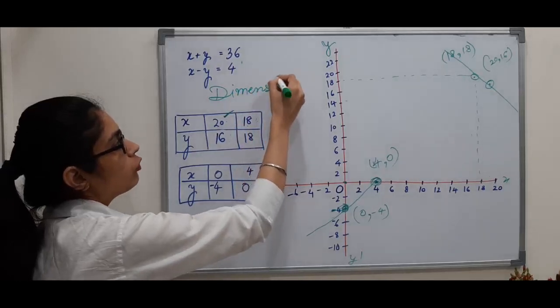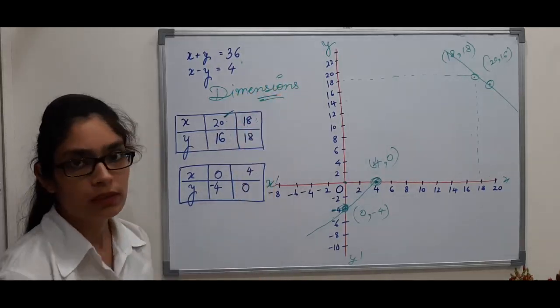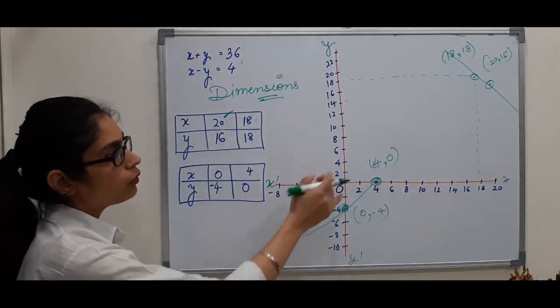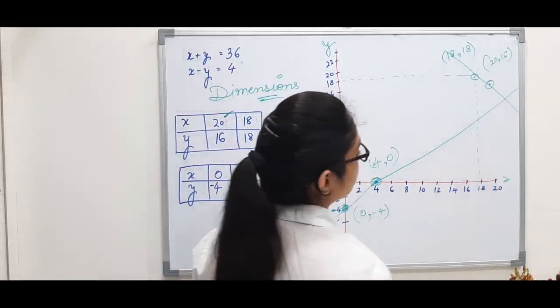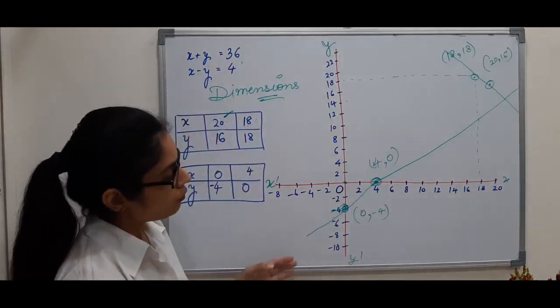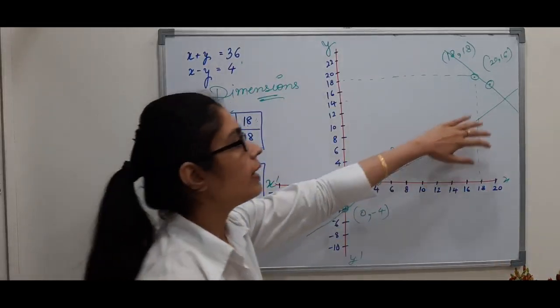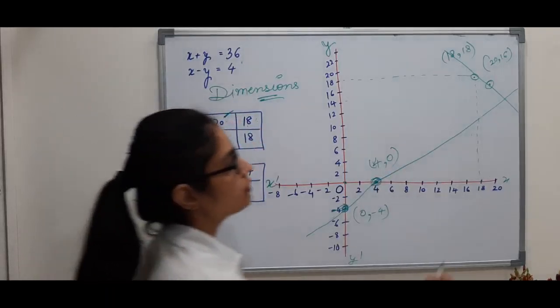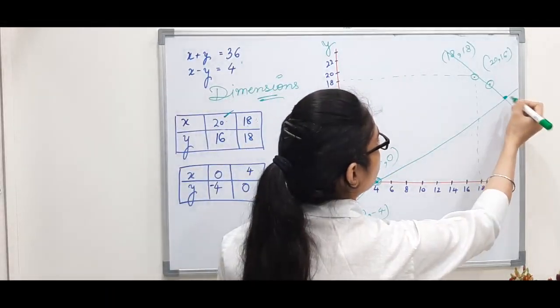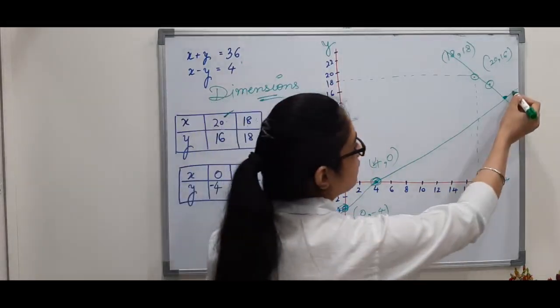Whenever we have to find any points or solution graphically, we have to make sure that both our lines are intersecting at some point. So I'll just extend the line and see where both the lines are intersecting. I can see here somewhere both of my lines are intersecting.